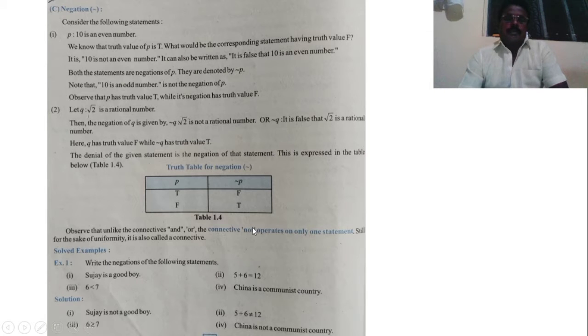The first column is P, the second column is negation P. We have a given simple statement, a single simple statement, not a compound statement. If P is true, its negation not P is false.